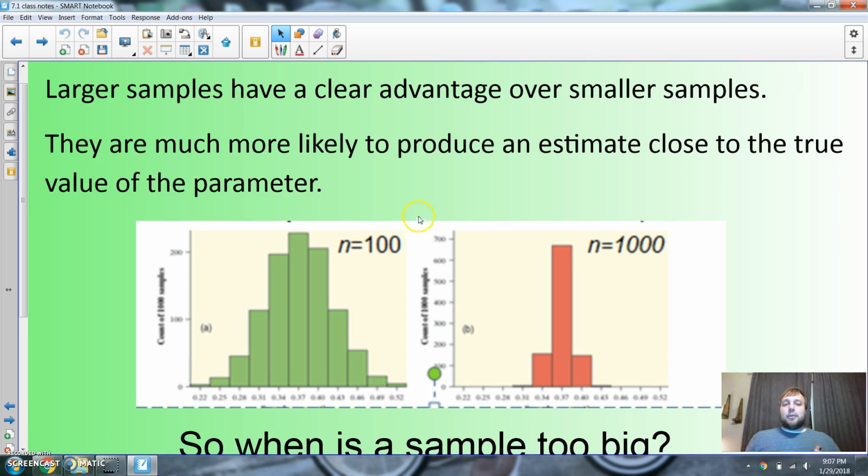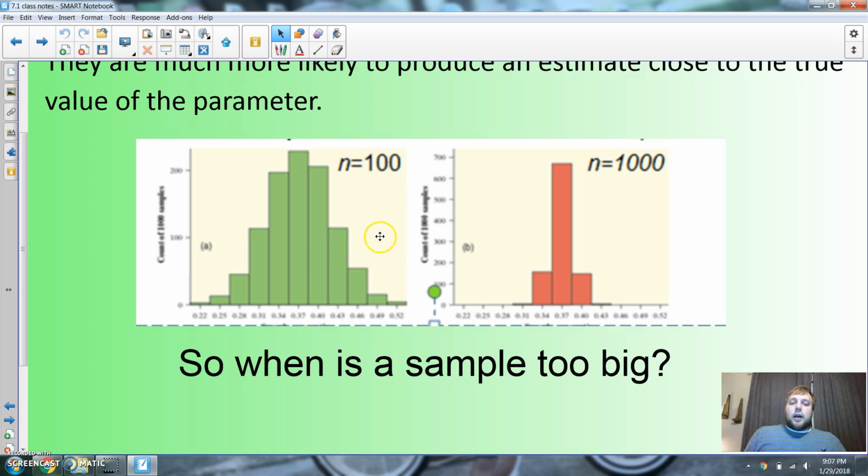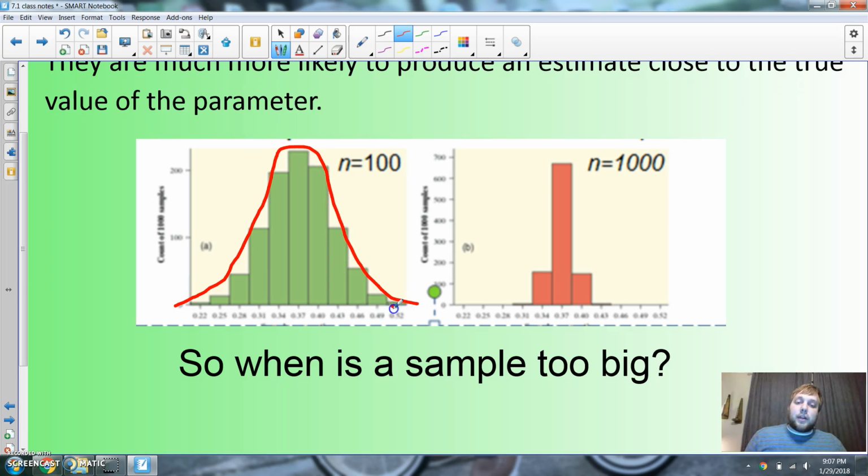Is it better to do a sample of size 20 or a sample of size 100? Obviously, with size 100, I'm going to have a much smaller sampling distribution, so the samples are much more likely to produce an estimate close to the true parameter. If this is a sampling distribution for random samples of 100, notice how wide this curve is. I still could get values out here.